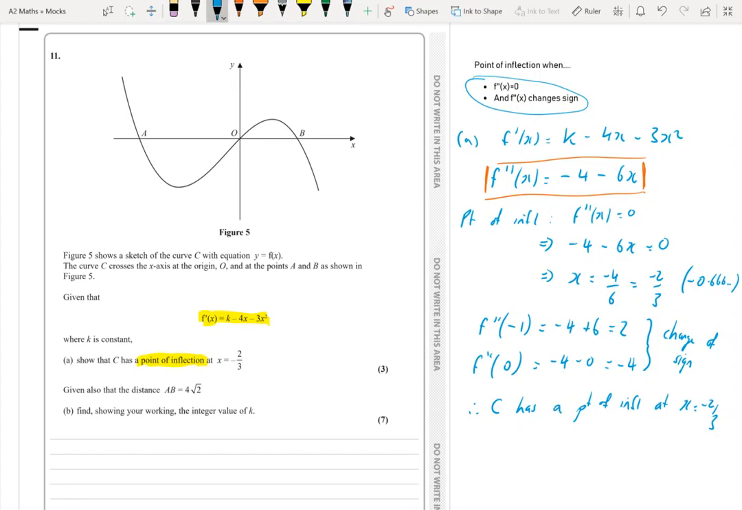So, a lot to write for 3 marks, but it's pretty steady. The math isn't too bad there.